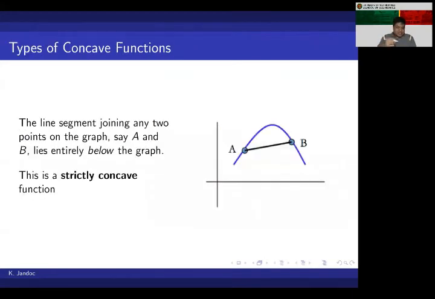Now, if by choosing arbitrarily any 2 points, all line segments are below the graph, not on the graph, so all of them are below the graph and there are no points that are on the graph, if all such line segments joining 2 points in the function are below the graph, then it is a strictly concave function.